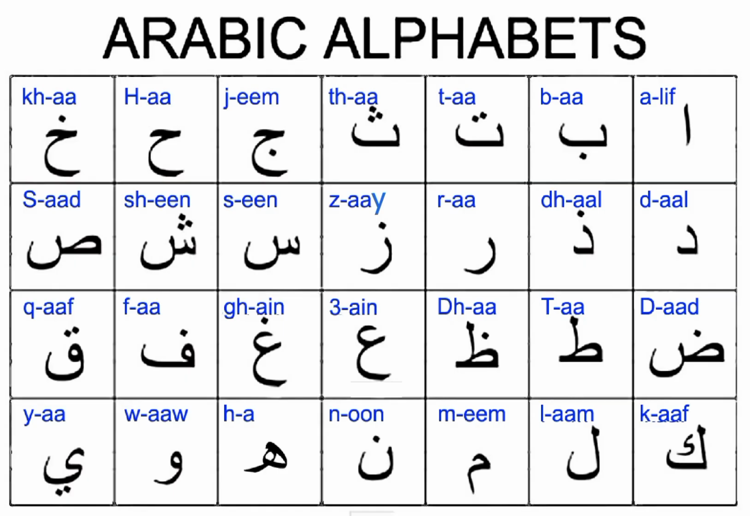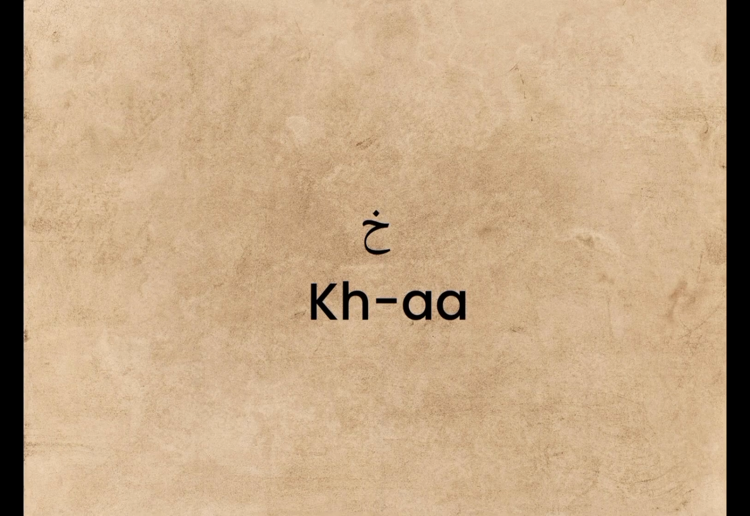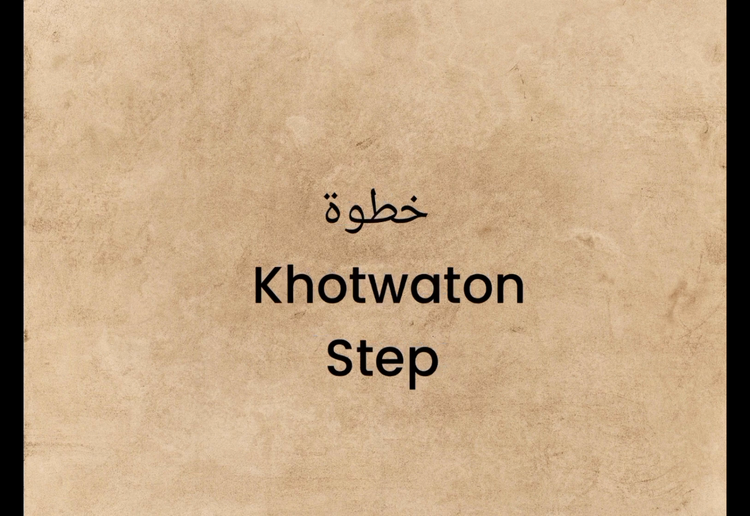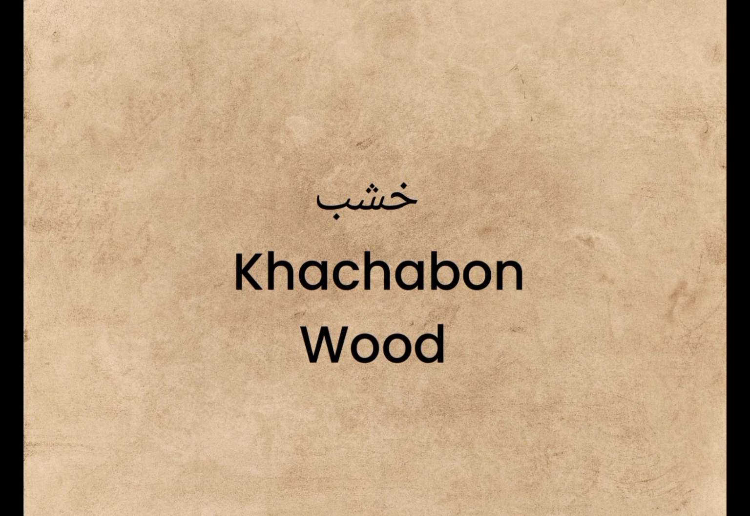The letter number 7 is خاء. The first example is خبز, and it means bread. The second example is خطوة, and it means step. And the last example is خشب, and it means wood.